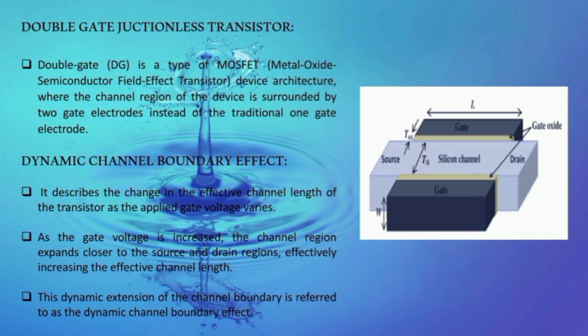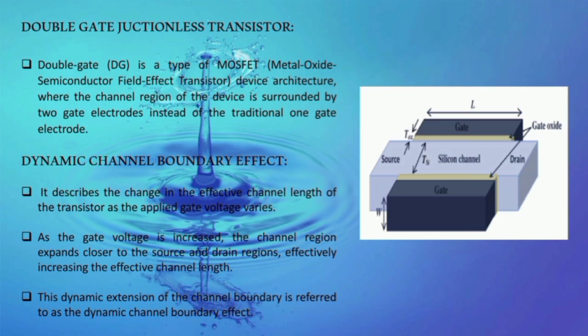Double gate is a type of MOSFET device architecture where the channel region of the device is surrounded by two gate electrodes instead of the traditional one gate electrode. If an additional gate is present below the channel, then it is called a double gate junctionless transistor. The term junctionless refers to the uniform semiconductor material without any doping variations or junctions in the source and drain regions. Now let's discuss the dynamic channel boundary effect.